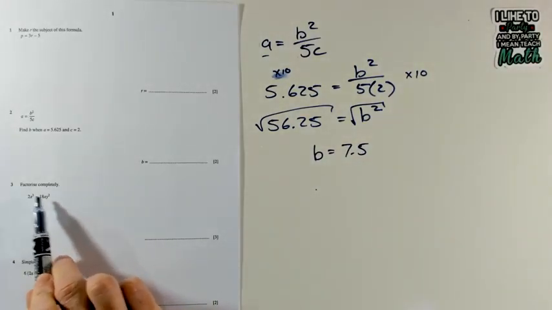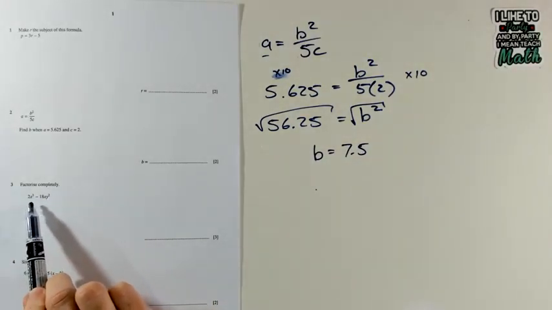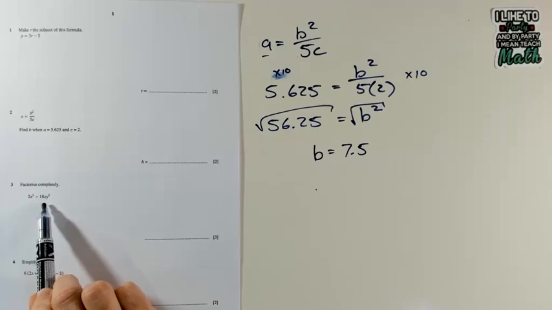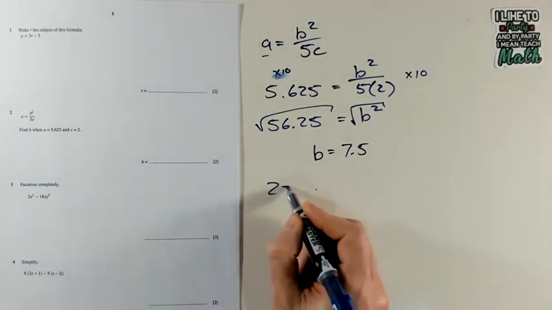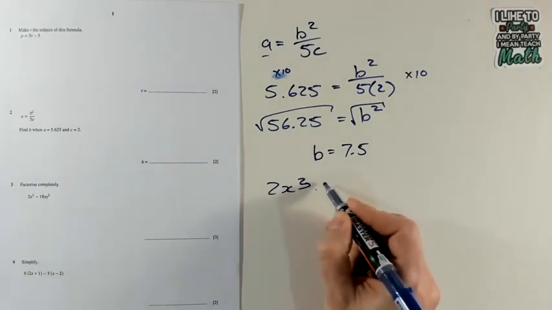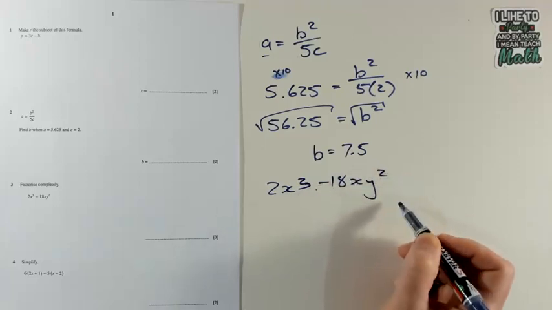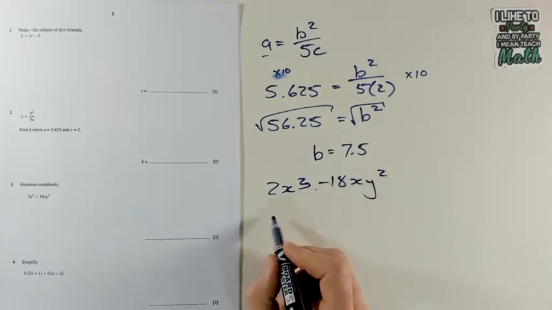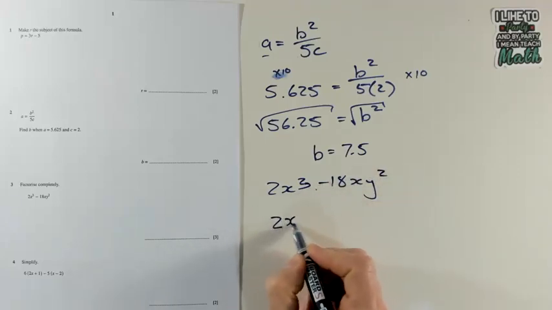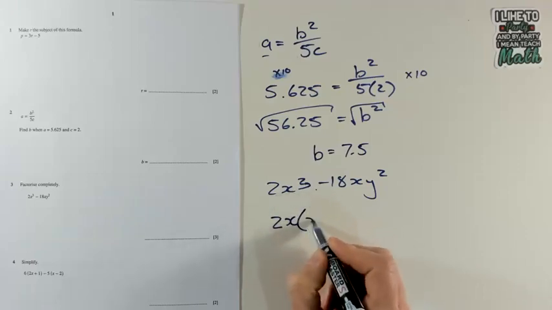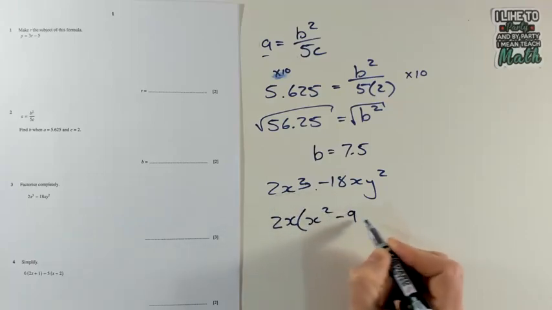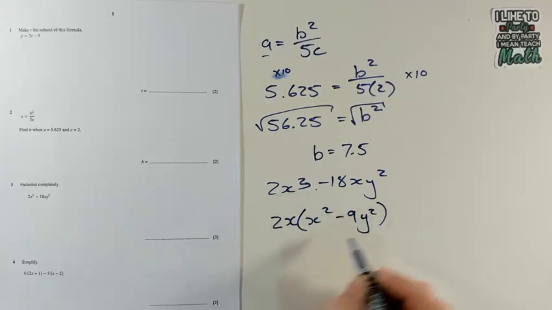Number 3, factorize completely. 2x cubed minus 18xy squared. I can take a 2 out and an x, and I'll be left with x squared minus 9y squared.